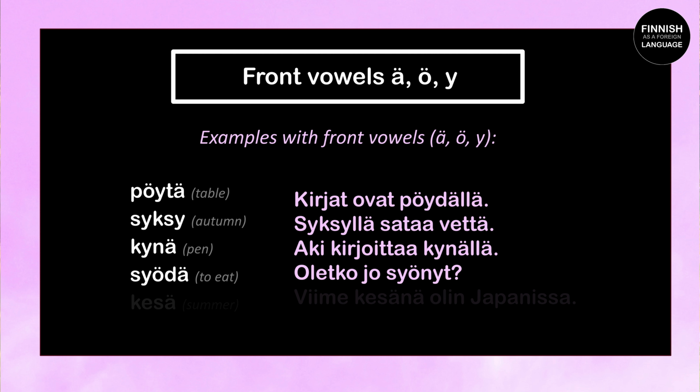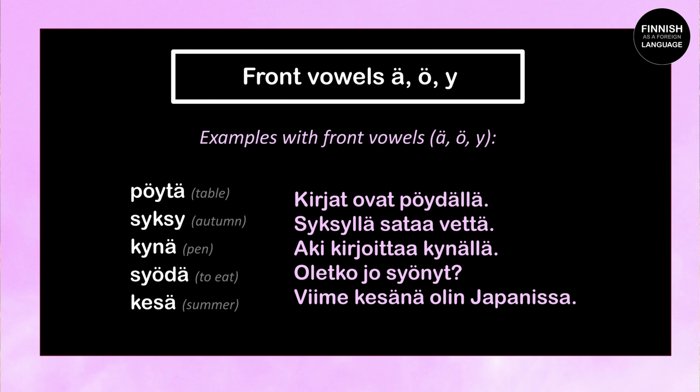Oletko jo syönyt means have you already eaten? So here we have the second person singular perfect tense of syödä, which means to eat. One more. Viime kesänä olin Japanissa means last summer I was in Japan. Here we look at the word kesänä, which is the essive form of the word kesä, which means summer.